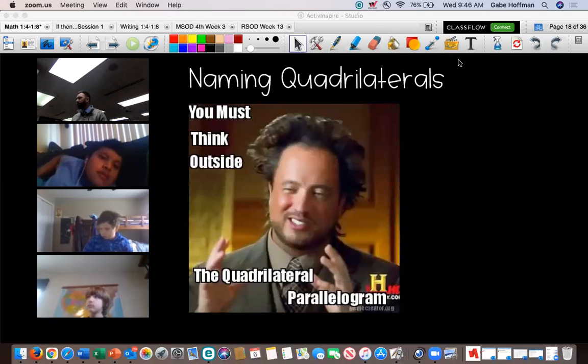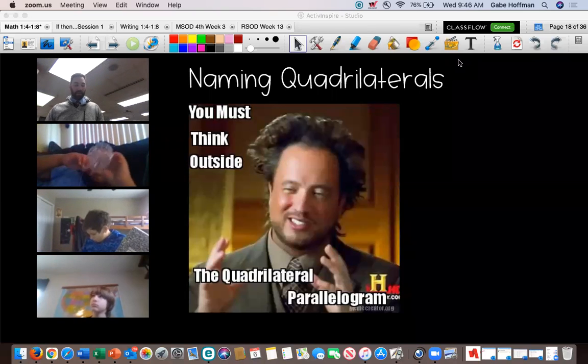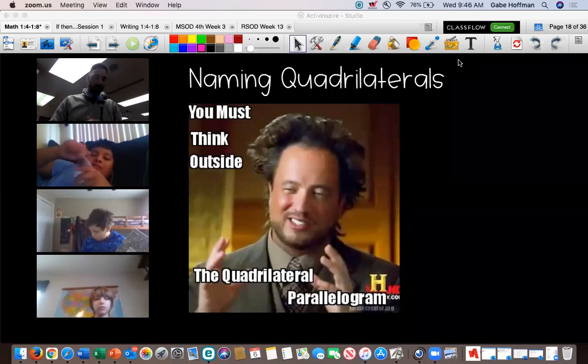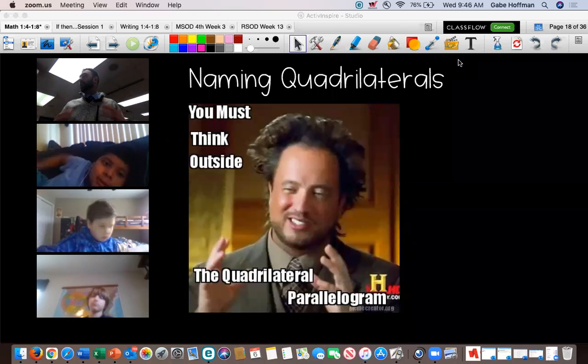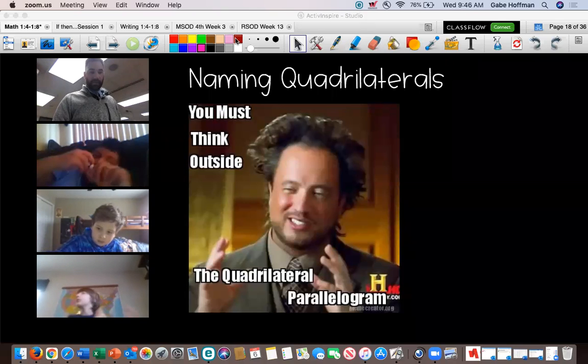We've looked at those attributes of quadrilaterals the last couple of days, and today we're going to look at really being able to, in great detail, name them based specifically on what they are, what kind of quadrilateral, based on those attributes we've been discussing, okay?